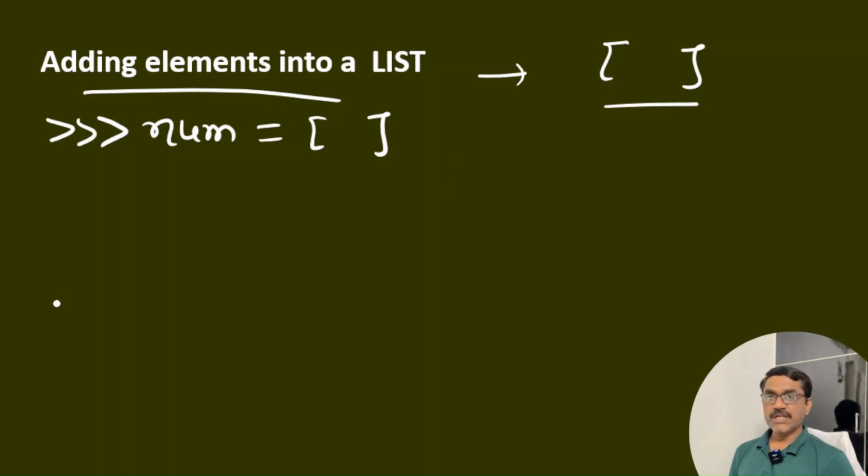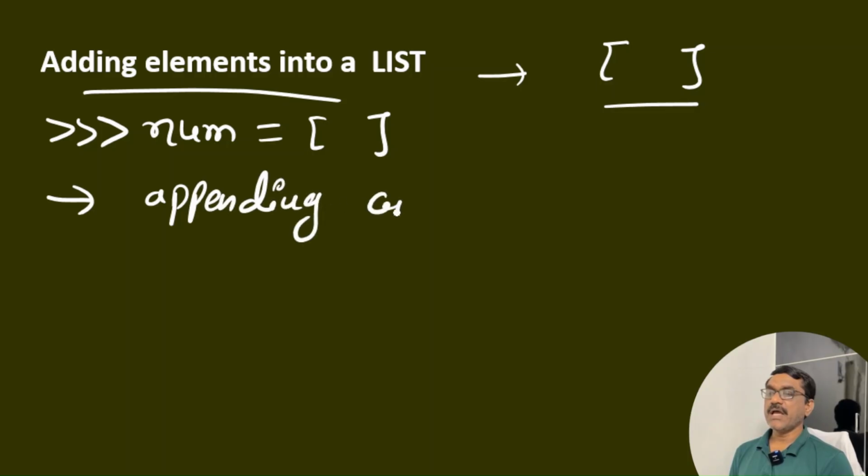Now after creating the empty list, assume that we want to add some elements. How to add the elements? There are different approaches, or we can say different methods, or different techniques, to add elements into a list. So what are the different ways? Adding elements may represent appending an element. This is very, very important. Appending an element.